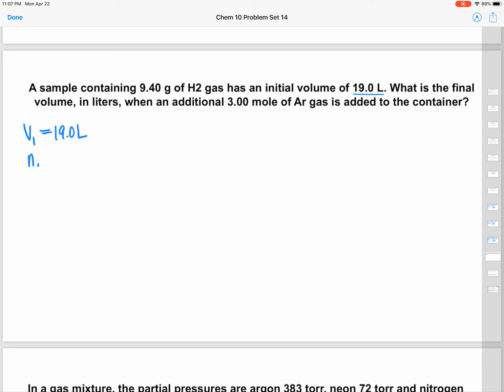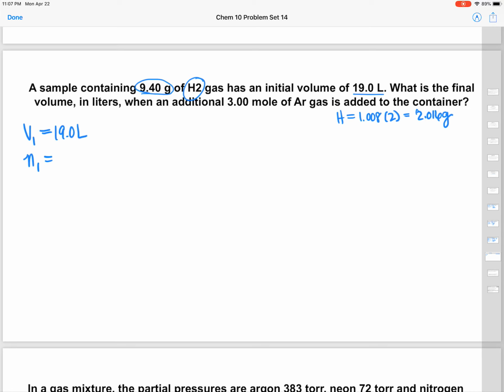and our initial quantity of gas in moles is actually, we're given grams, 9.40 grams, so we're going to need to convert that to moles. Okay, so in order to convert from grams to moles, we need to find the molar mass of this. This is H2, which means we have 2 hydrogens. The molar mass of hydrogen is 1.008, I believe, times 2, which gives us 2.016 grams. That's our molar mass.